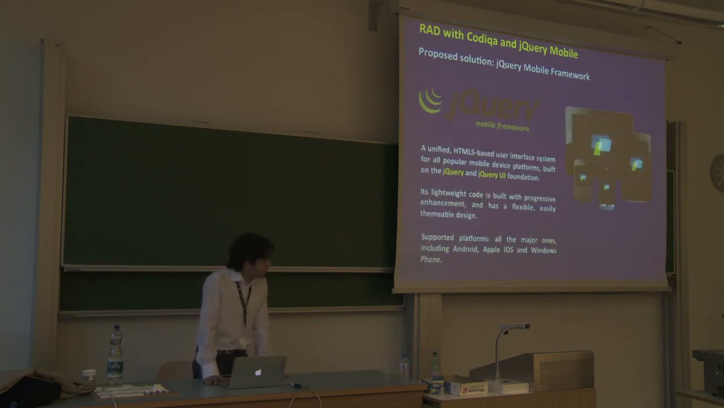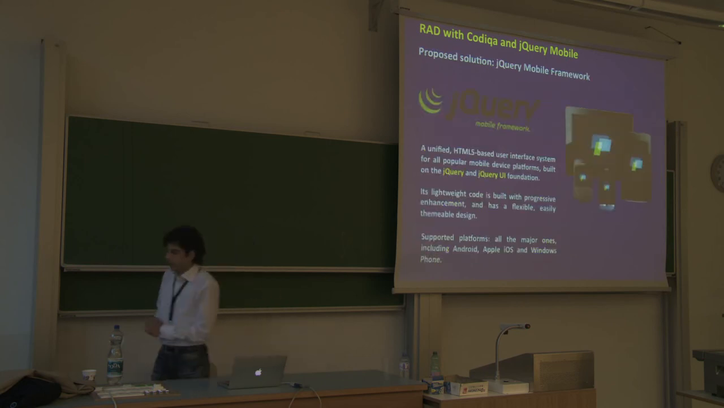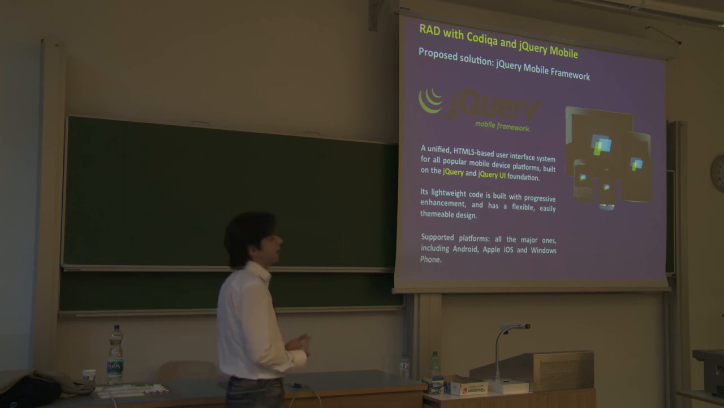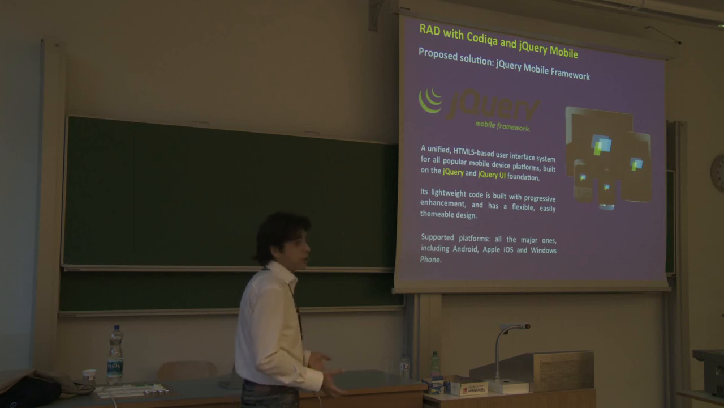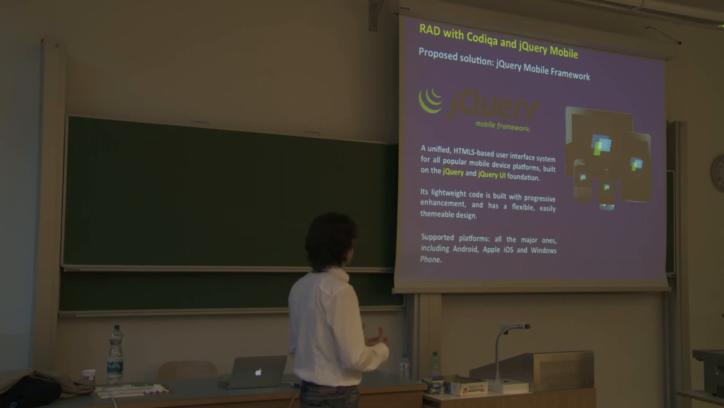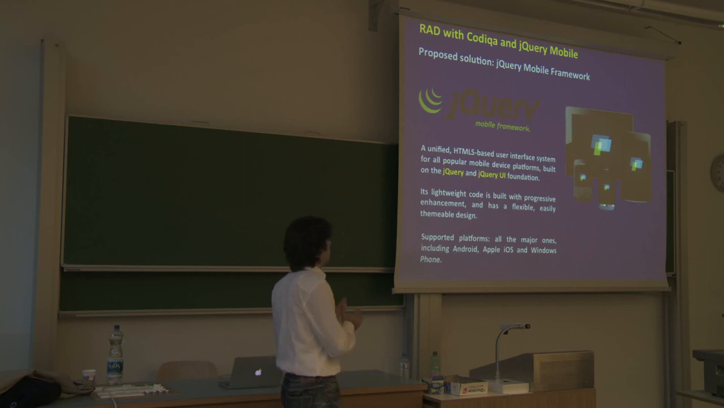So some friends decided to develop this framework, which is getting more and more momentum, and it's getting more and more famous. Of course, there are alternatives to it. Some of you maybe are more familiar with Sencha Touch, which is, for example, an alternative to this framework. jQuery Mobile is a unified HTML5-based user interface system for all popular mobile device platforms, built on the jQuery and jQuery User Interface foundation.